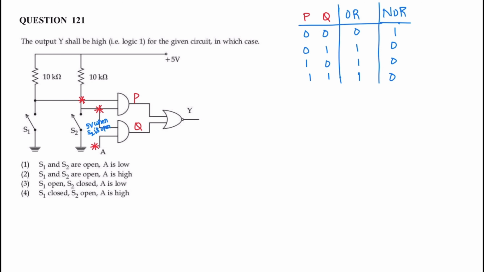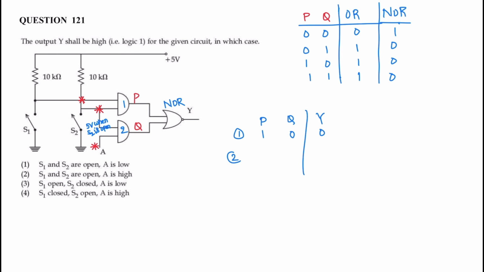Next question. The output Y shall be high, that is logic 1, for the given circuit. Different options are given. Here the gate connected to output Y is a NOR gate. So take option 1. If S1 is open, S2 is open, then P, the output of AND gate 1, is 1. If both are high, P is 1, Q is 0. For the NOT gate, for 1 0, output Y is 0. So this is for option 1.